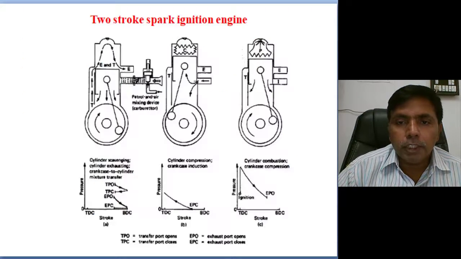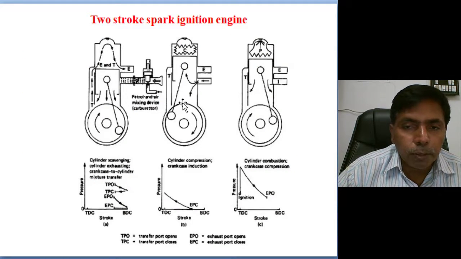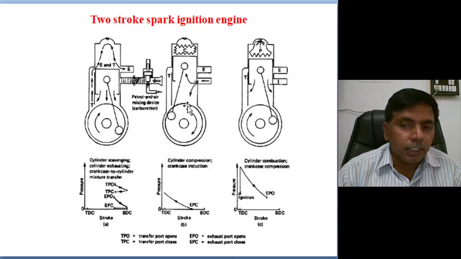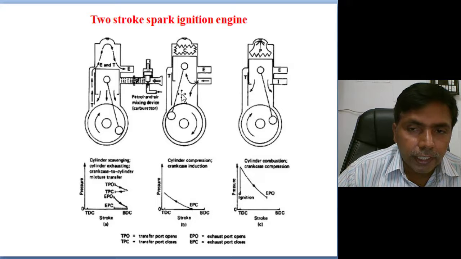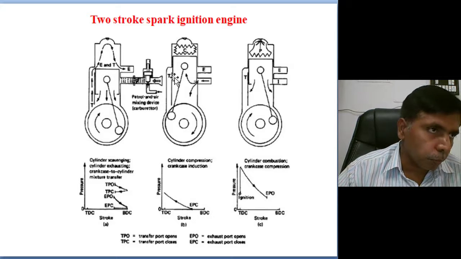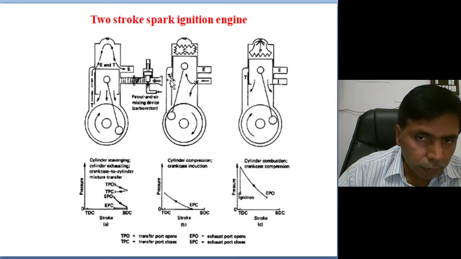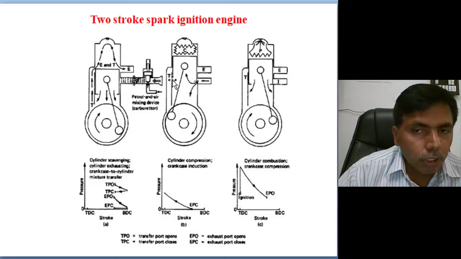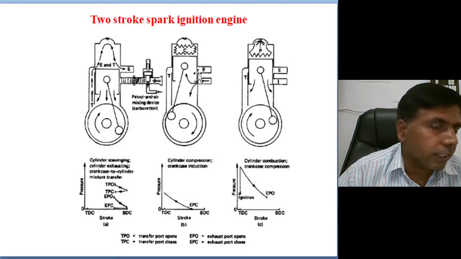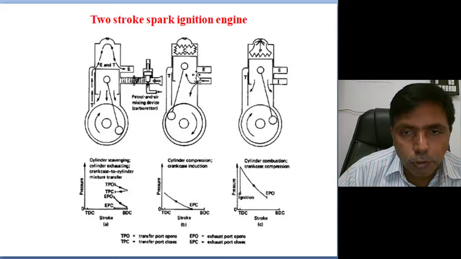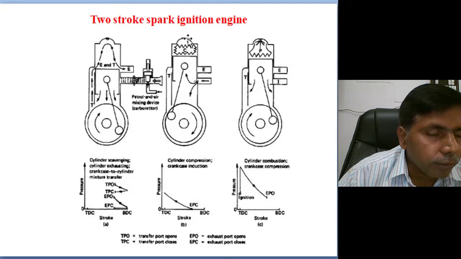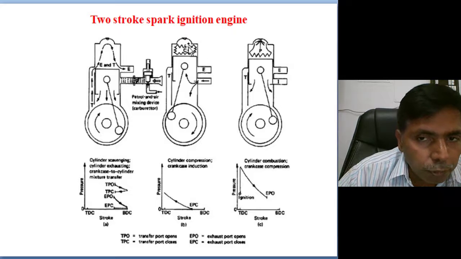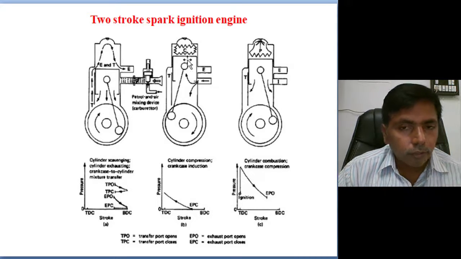In the second operation, you see, the piston moves from BDC again to TDC, top dead center. Initially, first it will close the transfer port. Then further it will close the exhaust port. Once the transfer port and exhaust port are closed, compression is initiated. So compression of the air fuel mixture is taking place.